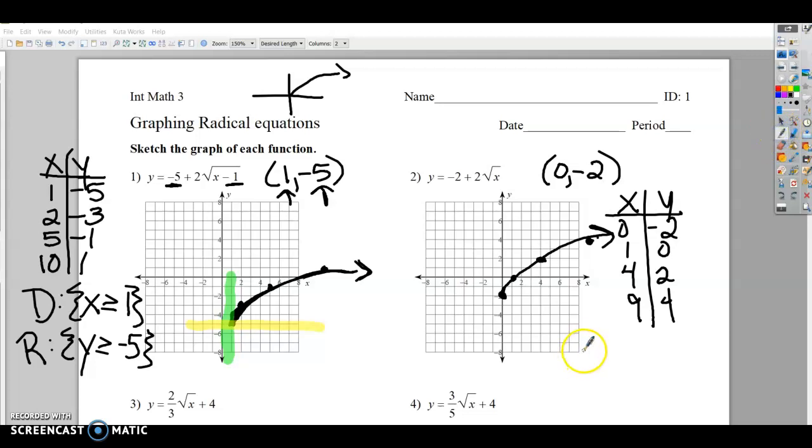All right, let's look at domain and range really quick. Your domain comes from your x values. If you look at your x values, they start at 0, so it's going to be all x's greater than or equal to 0. If we look at our y's, it starts at -2 and goes up, so it's going to be all y's greater than or equal to -2. All right, I hope this helps you understand how to graph radical equations a little bit.